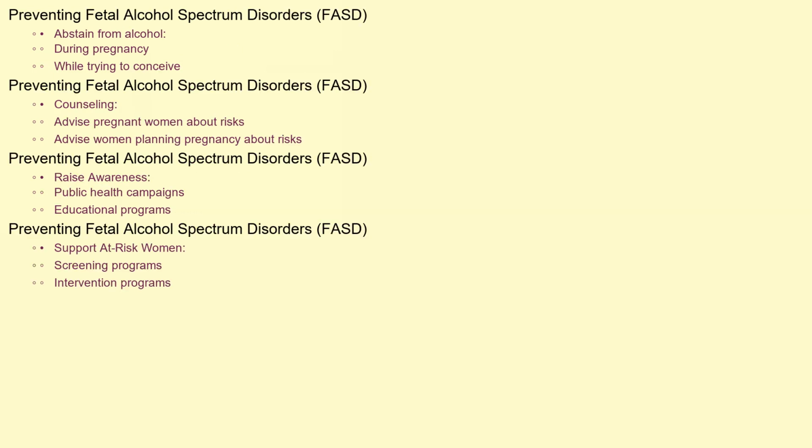The only way to prevent FASD is to abstain from alcohol during pregnancy and while trying to conceive. Women who are pregnant or planning to become pregnant should be advised about the risks of prenatal alcohol exposure. Public health campaigns and educational programs play a vital role in raising awareness and promoting alcohol-free pregnancies. Screening and intervention programs can also help identify and support women who may be at risk for alcohol-exposed pregnancies.